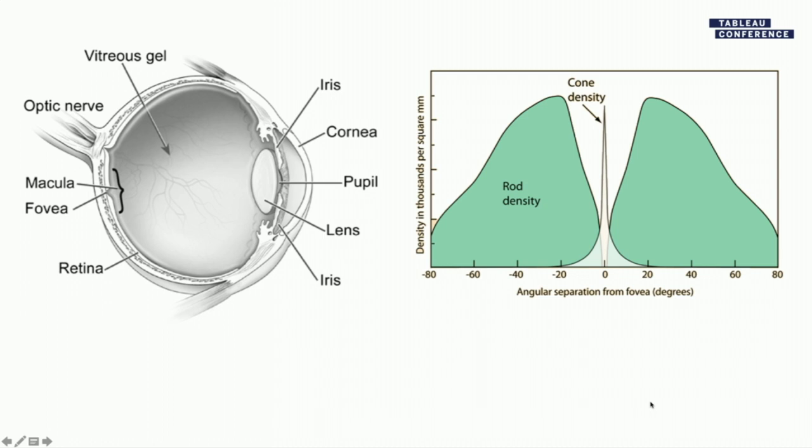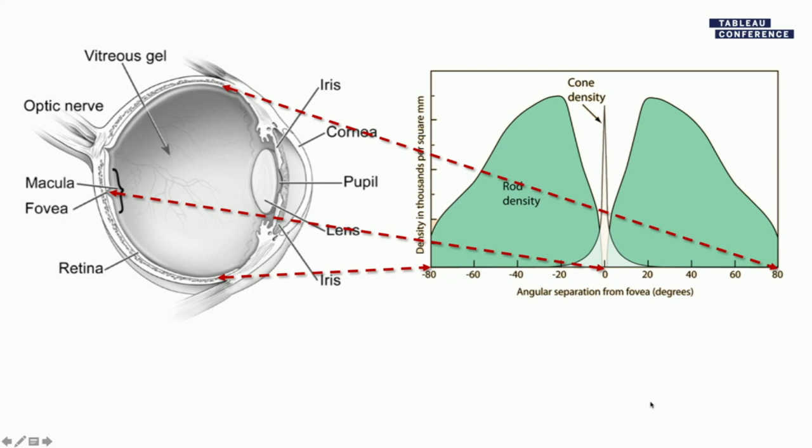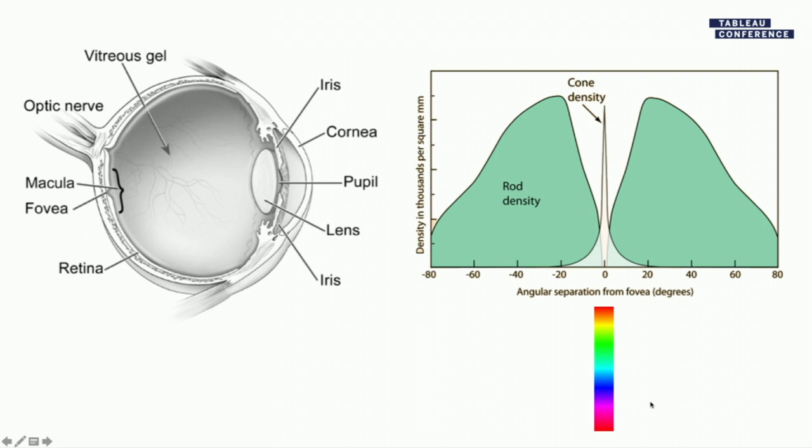let me talk a little bit about the physiology behind it. So on the left here, you can see a side slice of your eyeball. And on the right side is a graph. The relationship is like this. The retina of your eyeball, the back of your eyeball, is mapped to the horizontal axis of this graph. And then the density of rods and cones is on the vertical axis. So in the fovea of your eye are a bunch of cones that are focused on high perception acuity and color perception. That's where you see color.